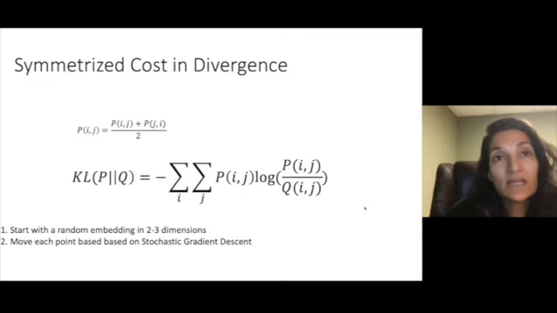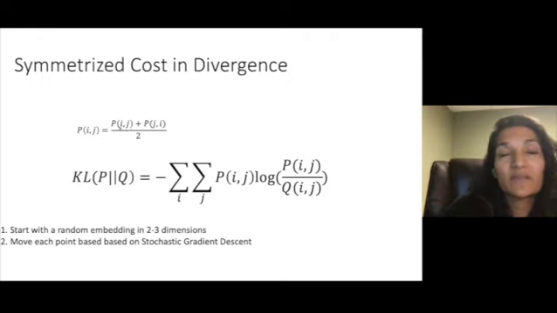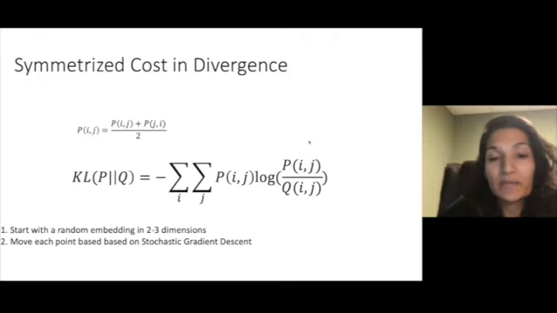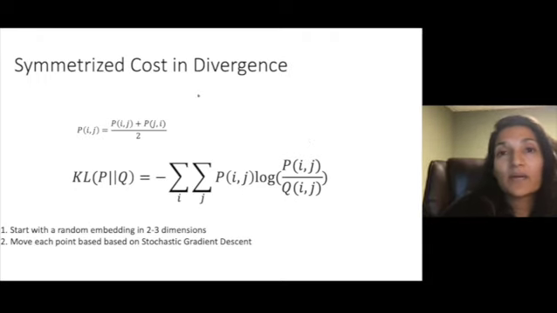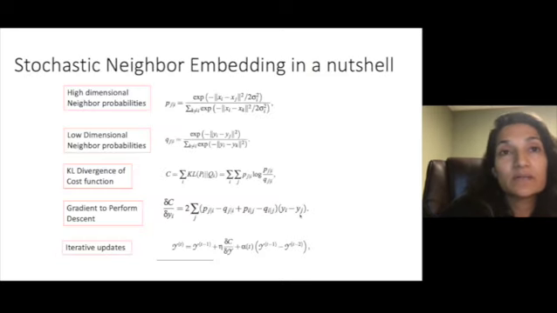In tSNE, what's actually used is a symmetrized cost divergence. Because we have an asymmetric matrix, tSNE uses P(i,j) plus P(j,i) over 2 to compute divergence. And once this divergence measure is computed, you move each point based on stochastic gradient descent. So you take the derivative of the point with respect to this quantity, and you move in the direction that reduces this penalty the most.